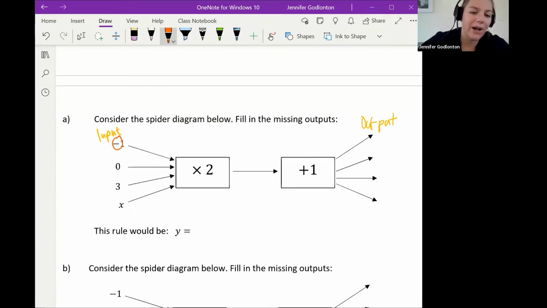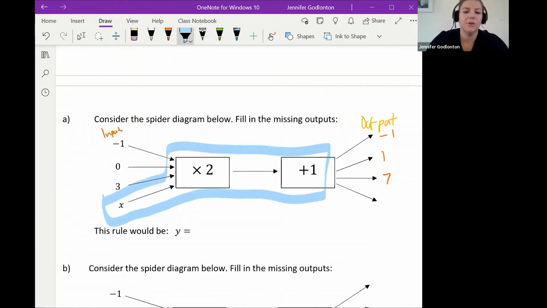Okay, so if my input is -1, I'm saying -1 times 2, which would give me -2, and -2 plus 1 would give me an output of -1. So we have an input and we have an output. Let's have a look at our next number. If I have an input of 0, it would be 0 times 2, which would be 0, and 0 plus 1 is 1. Now we've got 3 times 2, which would give us 6, and 6 plus 1 is going to give us 7. So how would I write this whole situation of what's happening to x without a number?